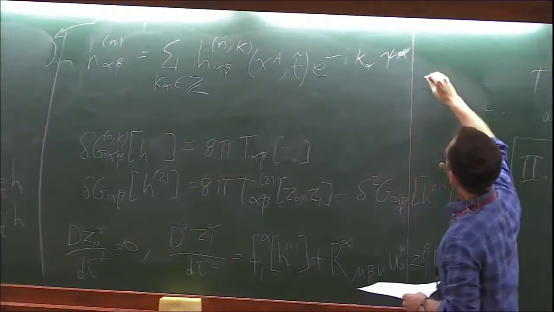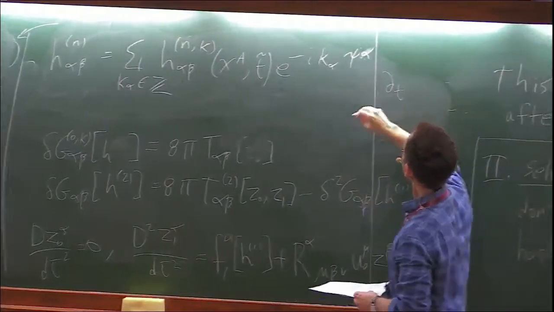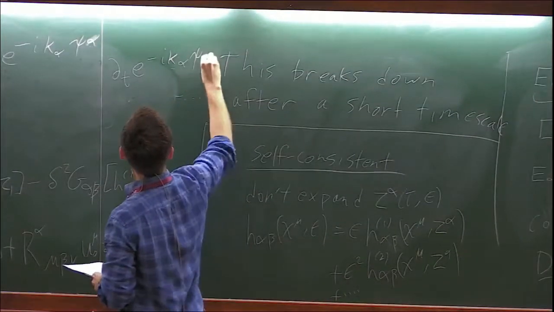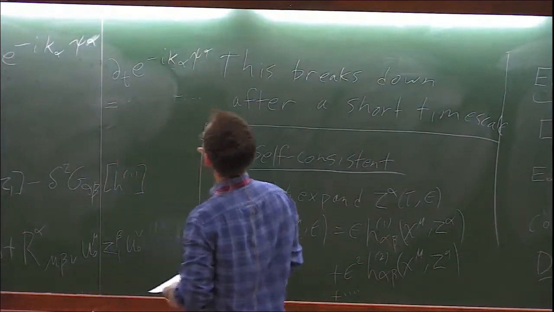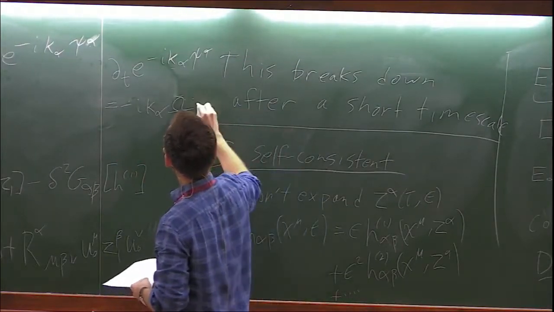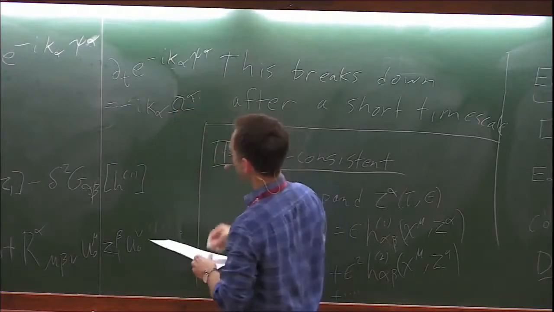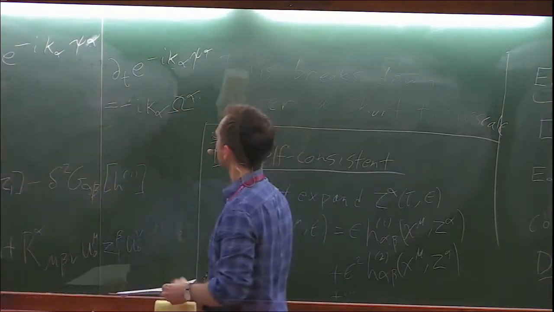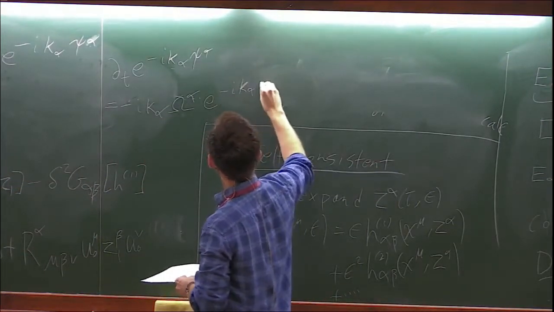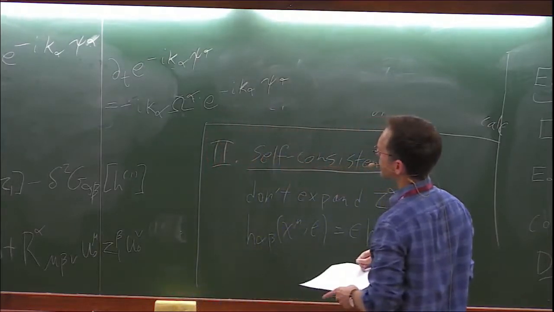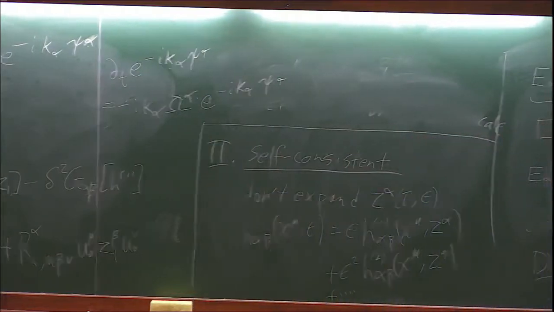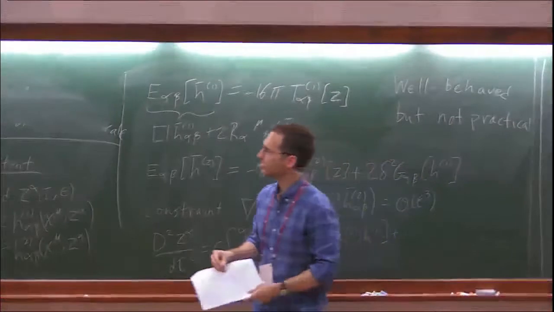Also, when you act on these phase factors, you just bring down minus I k alpha omega alpha times the phase factor again. Remember, these frequencies are just the time derivative of psi. But then this omega alpha has an expansion like that, where it's got a zeroth order term, a first order term, and so forth.